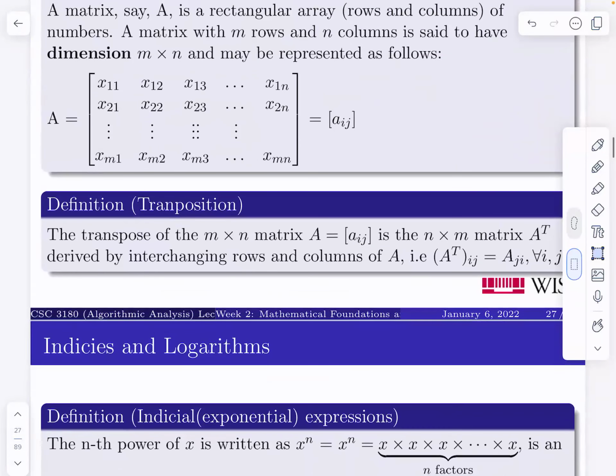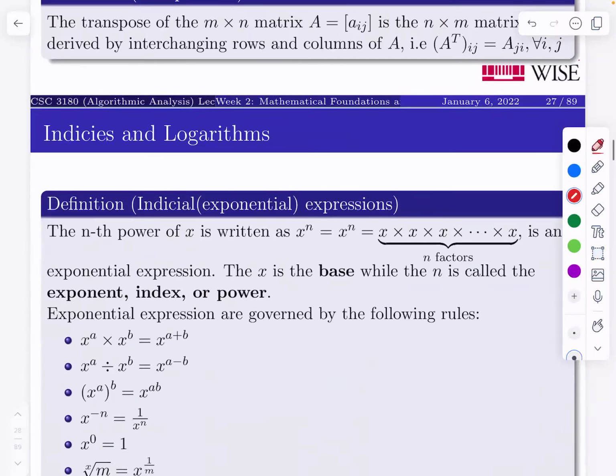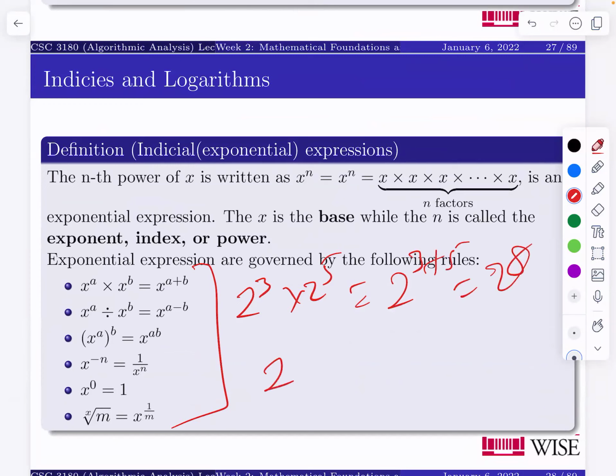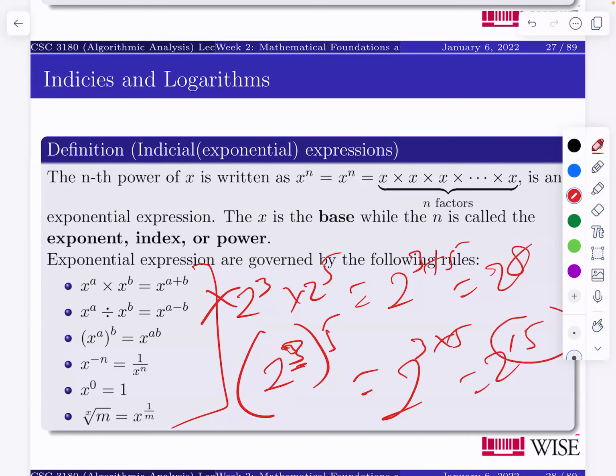And you can find the transpose of the matrix. Also, we talk about exponents. You must have done this in pre-calculus and calculus. So laws of exponents. If you have 2 raised to the power 3 times 2 raised to the power 5, that will eventually be 2 raised to the power 3 plus 5, 2 raised to the power 8. If you have 2 raised to the power 3, raised to the power 5, it's not the same thing as this. When you have a power raised to another power, you multiply the two powers. That gives you 2 raised to the power 15. See, they're not the same.